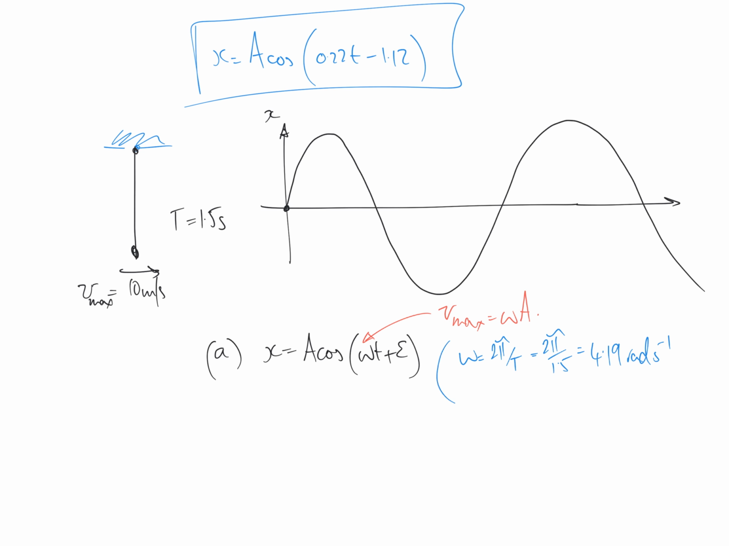Now, bringing these two together, V max over omega is the amplitude, which is 10 over 4.19, which gives us the amplitude of 2.39 meters.